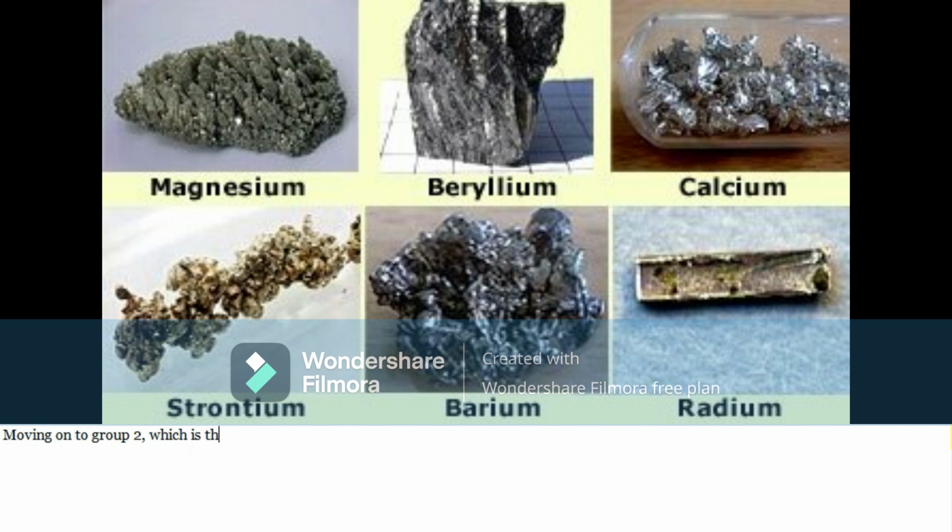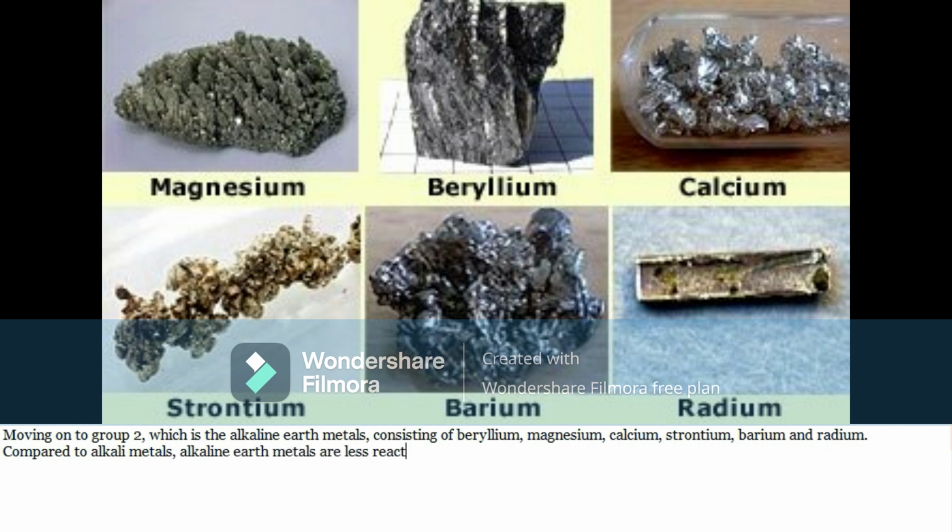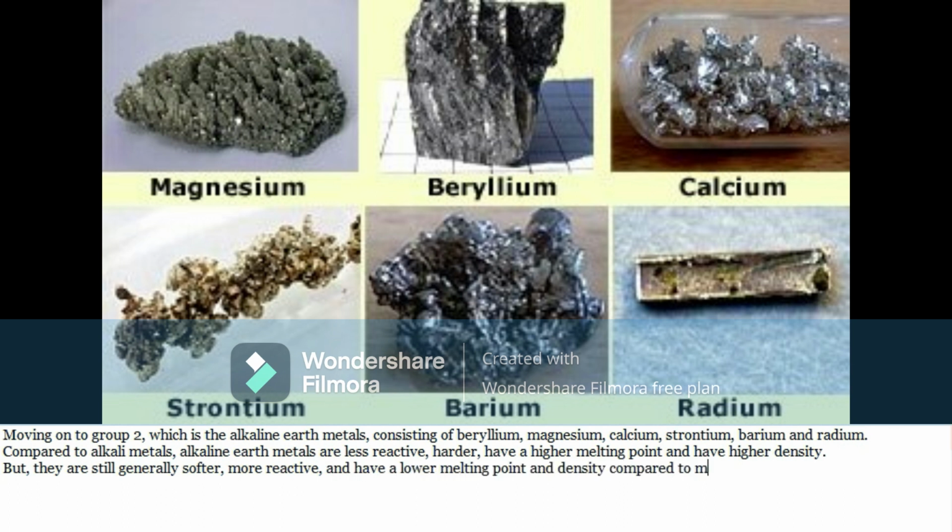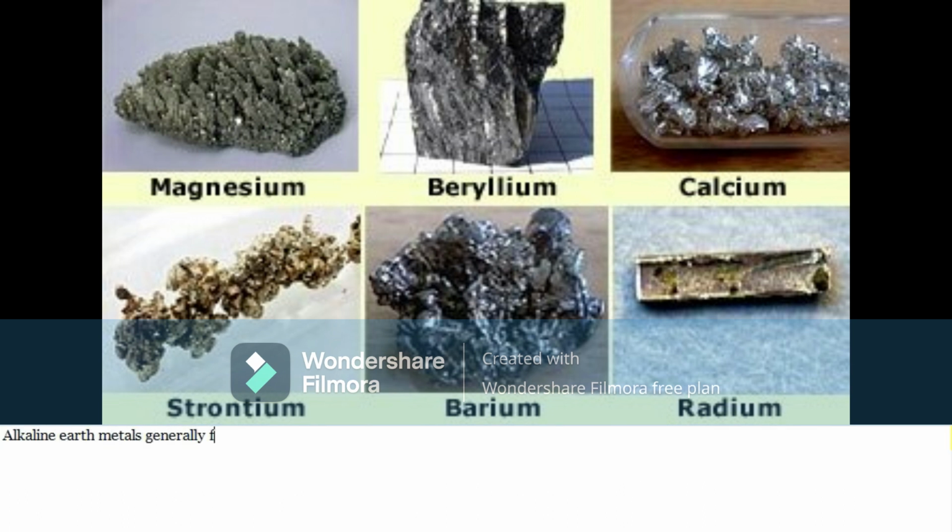Moving on to group 2, which is the alkaline earth metals, consisting of beryllium, magnesium, calcium, strontium, barium, and radium. Compared to alkali metals, alkaline earth metals are less reactive, harder, have a higher melting point, and have higher density. But they are still generally softer, more reactive, and have a lower melting point and density compared to most other metals. Alkaline earth metals generally form the +2 oxidation state. They react with halogens to form alkaline earth metal halides.